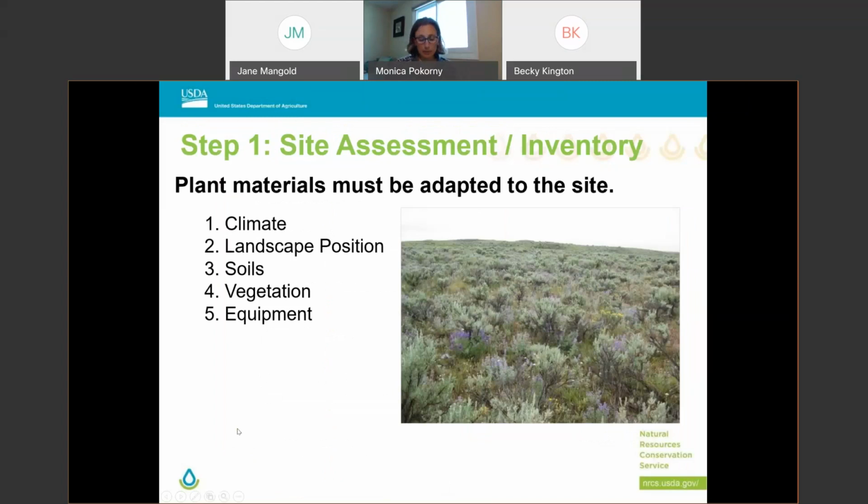So the first step in any revegetation process is to do a site assessment or inventory. And this is really important because you need to make sure that the plants you select to revegetate are going to be adapted to the site. And there's going to be a few things that you want to look for.